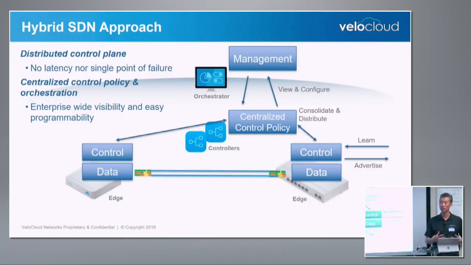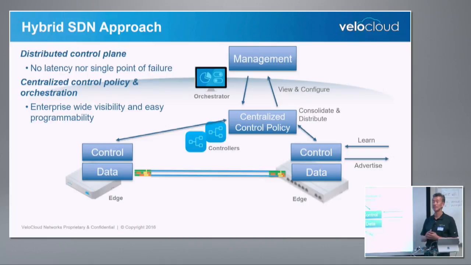I know in the first NFD there was concern to say, oh, if it's an SDN model and the remote branch loses connectivity to the control and orchestrator, does the forwarding plane stop? Nothing stops. All the forwarding plane decisions are made locally, but the policy is centralized for easy enterprise-wide visibility as well as easy programmability.